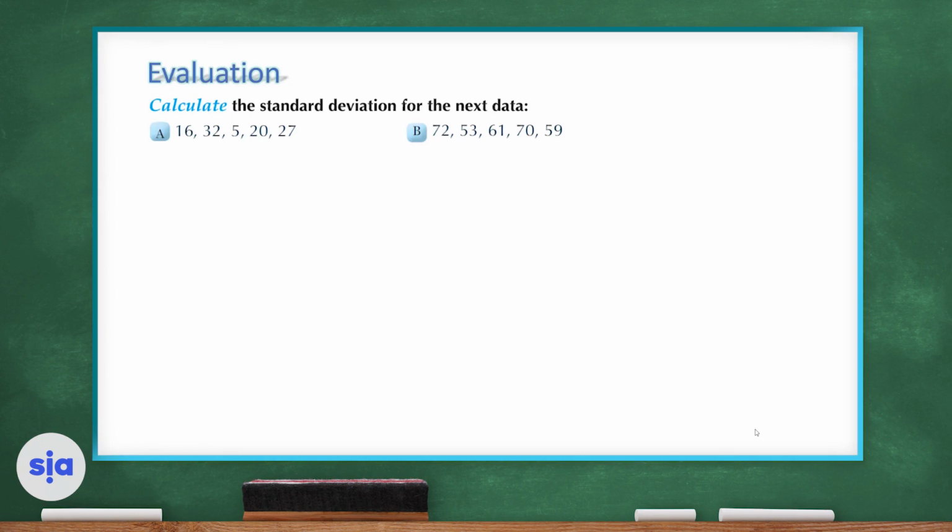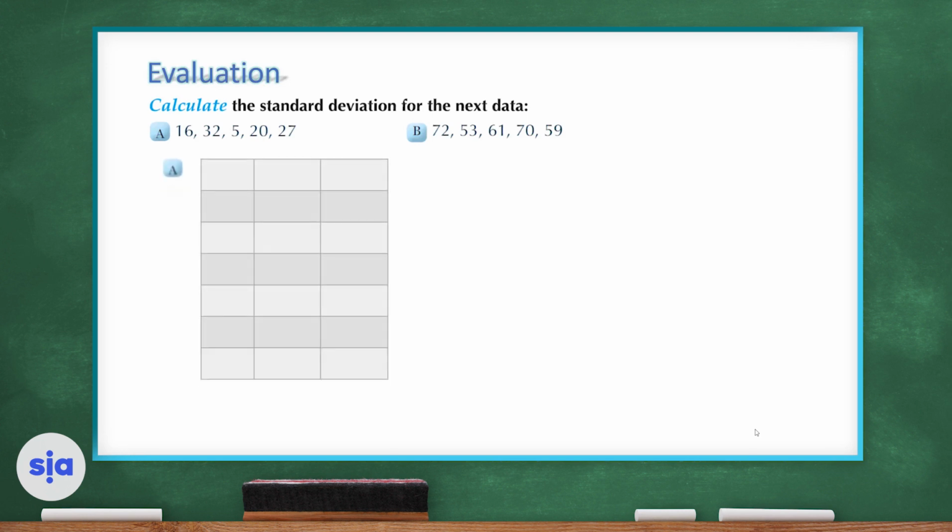In this question, we are asked to calculate the standard deviation for the next data. Question A, the values are 16, 32, 5, 20, and 27. In order to find the standard deviation, we are going to draw the table that helps us.